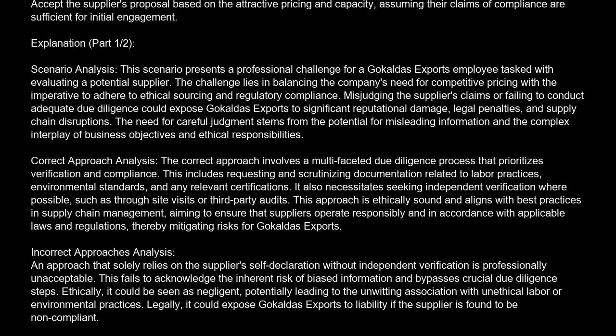Incorrect approaches analysis. An approach that solely relies on the supplier's self-declaration without independent verification is professionally unacceptable. This fails to acknowledge the inherent risk of biased information and bypasses crucial due diligence steps. Ethically, it could be seen as negligent, potentially leading to the unwitting association with unethical labor or environmental practices. Legally, it could expose Gokaldas Exports to liability if the supplier is found to be non-compliant.